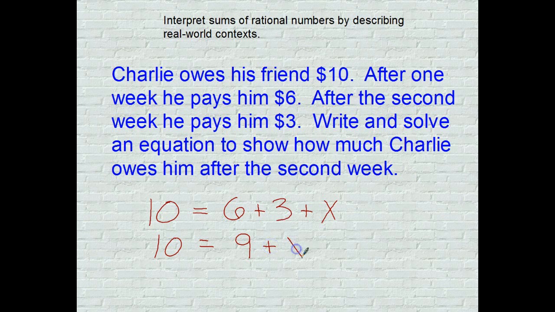I don't know what I owe him. Well, I really do know because it's kind of an easy problem, but what does Charlie owe his friend in the coming weeks? Well, if he borrowed or owes him $10 and he only gave him back 9, what do we have left? Well, X is going to have to equal $1. So Charlie owes his friend $1.